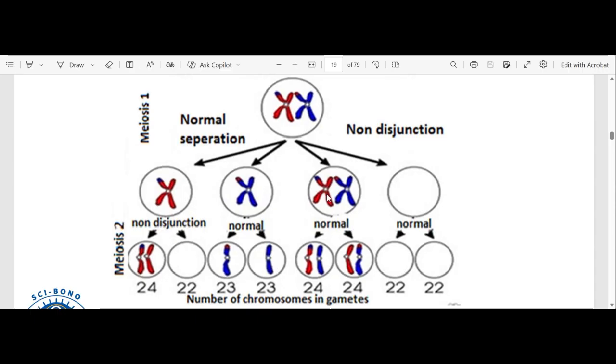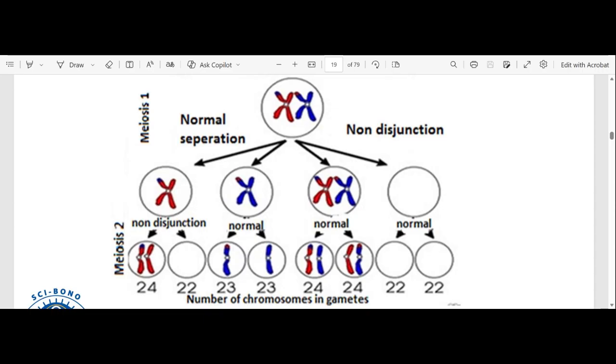Now let's go to this scenario here. Remember, in this cell there was non-disjunction, so you ended up with 24 chromosomes. So if you have 24 chromosomes at the end of meiosis 1, you also have 24 chromosomes at the end of what? Meiosis 2. So remember, in meiosis 2, the number of chromosomes does not change. If you're starting with 24, you end with 24 chromosomes.